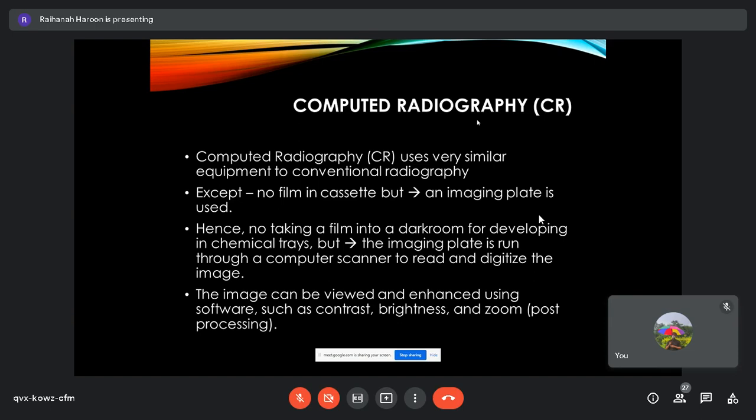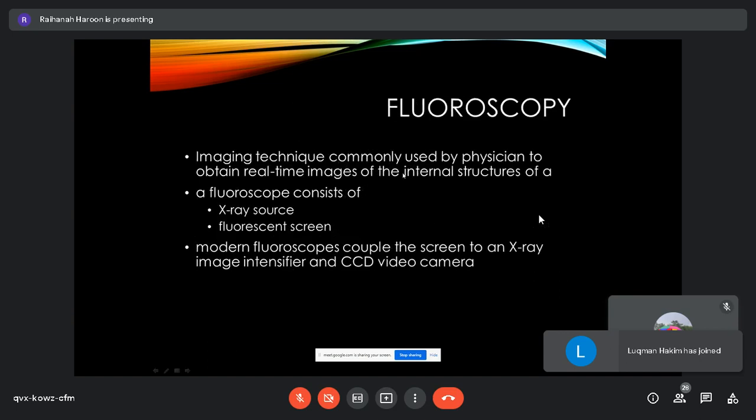That is why for radiologists, if you come to the department, and for radiology MO, they will view the image from the computer and they can play around. I'm going to show you some of this contrast, brightness, and zoom. This is all post-processing function. And then we have fluoroscopy.